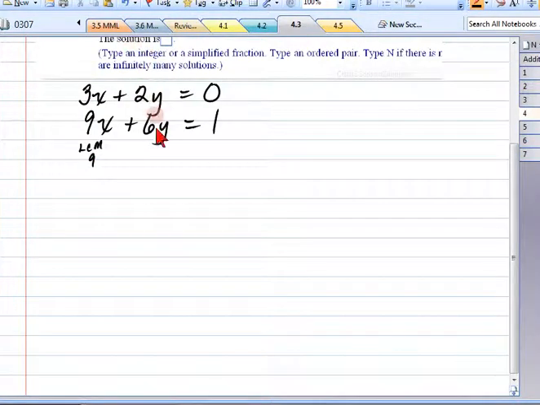Let's look at the y's. Forget about the x's for a minute. Look at the y's. What's the least common multiple for 2 and 6? What will 2 and 6 both go into? 6. The LCM is 6. Now, I don't always write that down. I'm just doing it because it's the first time we've done this kind of problem. What would you have to multiply 2 by to turn it into 6? 3. And what would you have to multiply 6 by? 1, or not change it.